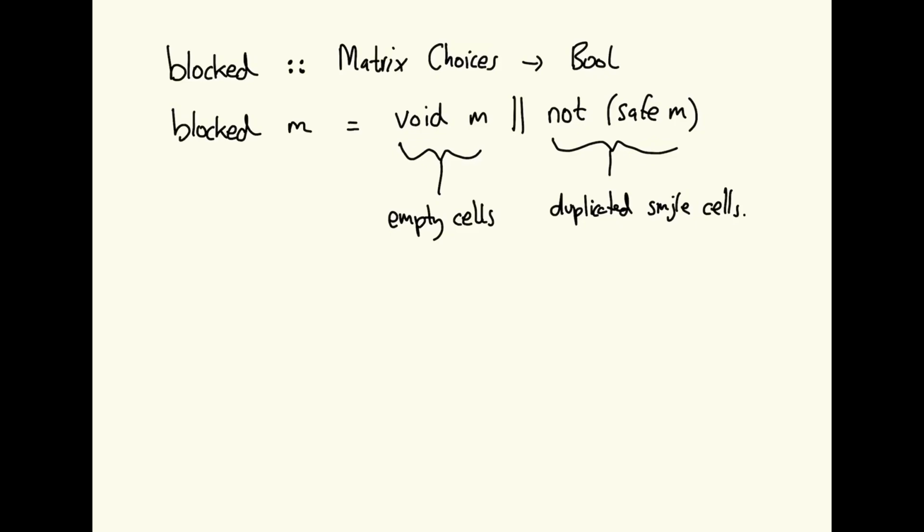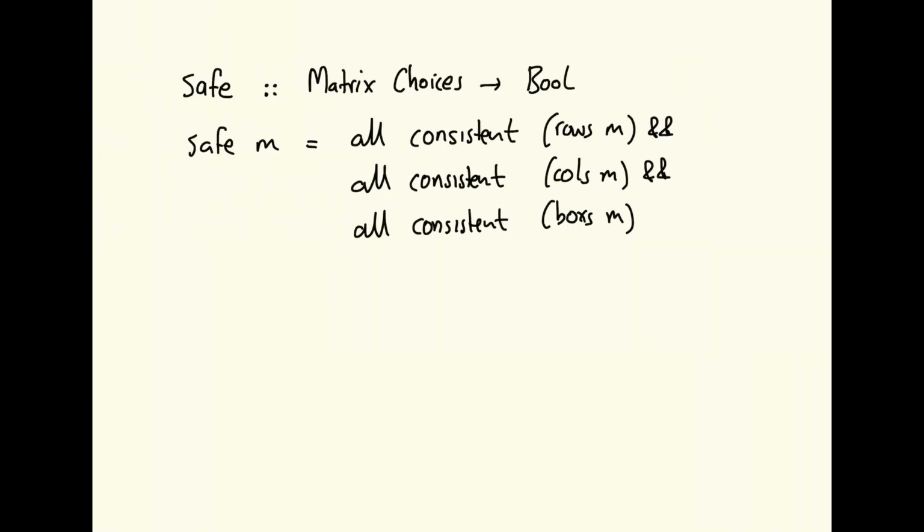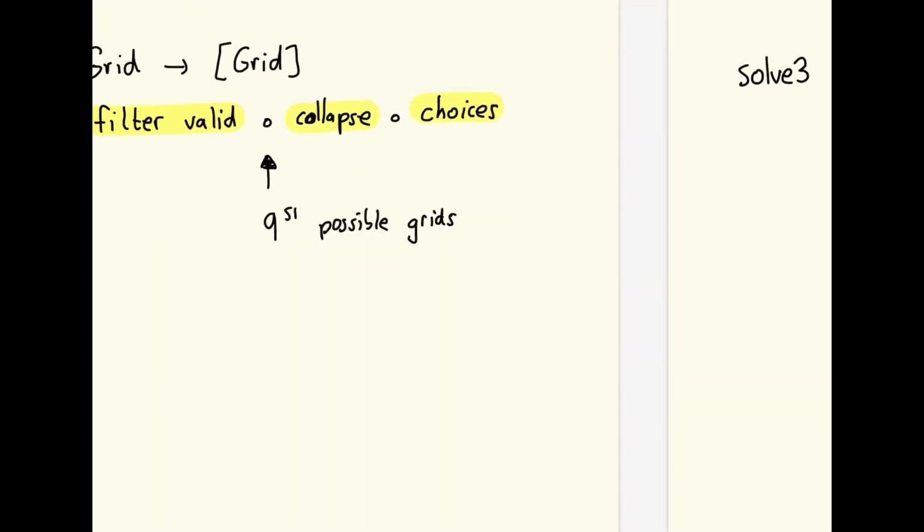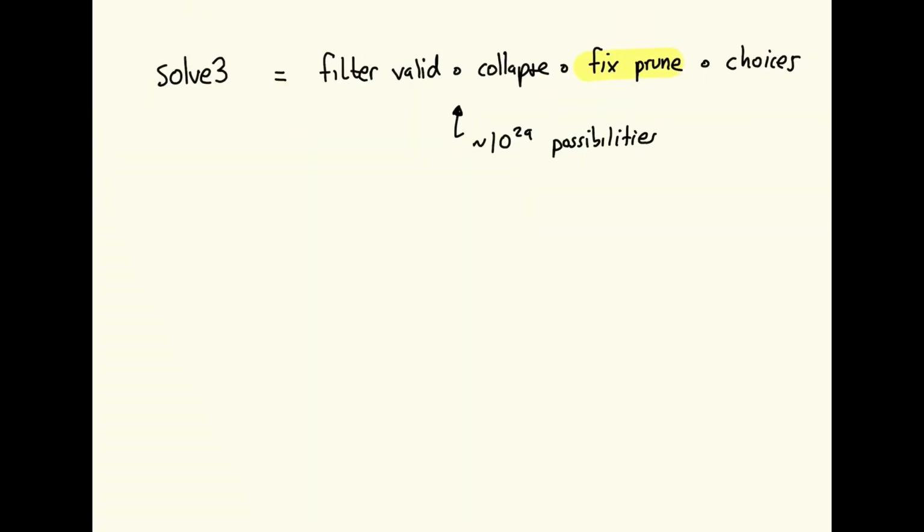And you can ask yourself, why are blocked matrices really bad for our current Sudoku solver? That's solve 3, which we talked about a minute ago. And the problem is that a choice that leads to a blocked matrix will be duplicated many times by collapse because it considers all possible combinations. So if we go back to our final solver here, when we apply the collapse function, if we have reached the point where we have a blocked matrix, then in the collapse function, that's going to be duplicated many, many times because the collapse function will consider all possible combinations of choices.